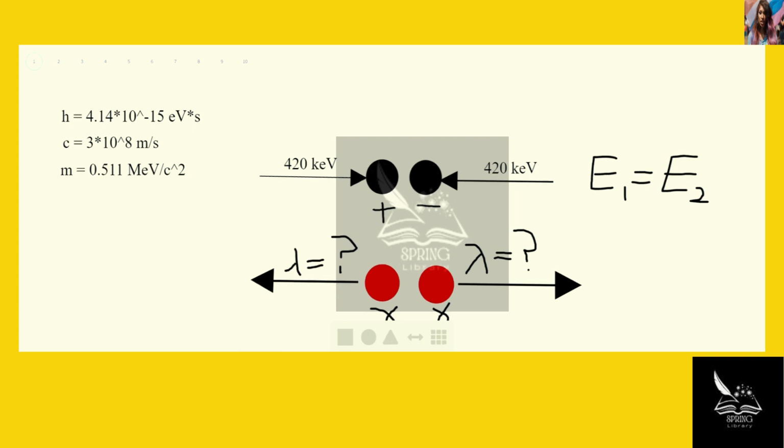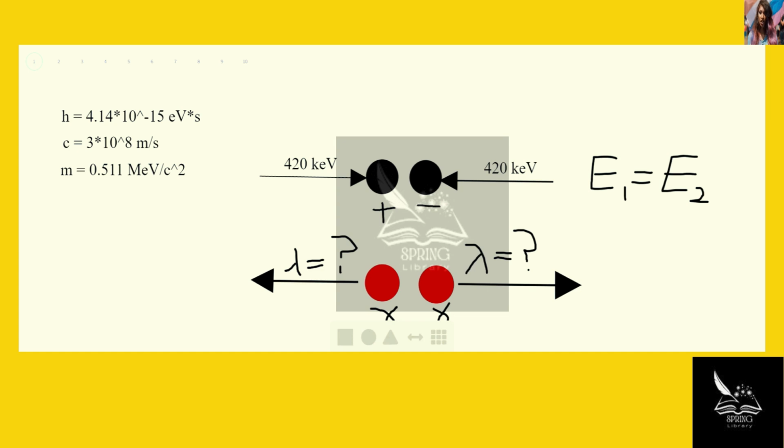My name is William, and today we're going to be working on a particle problem. In today's problem, we have a positron and electron, each with 420 electron volts of kinetic energy, colliding into each other, and they annihilate and form two photons. We're trying to find out what the wavelengths of these two photons produced are.